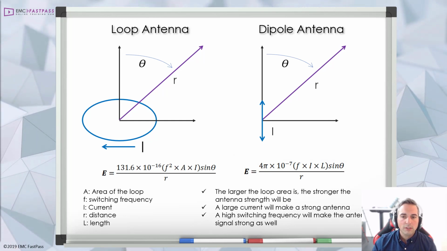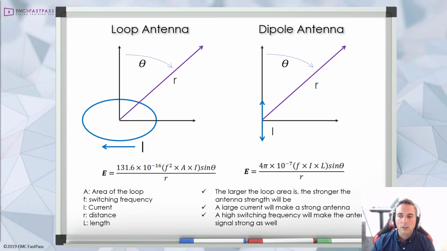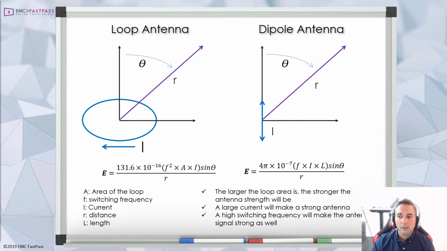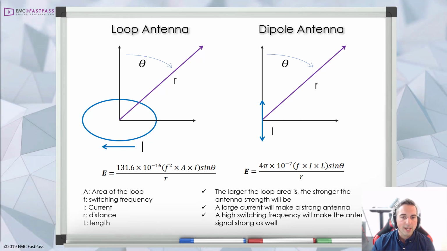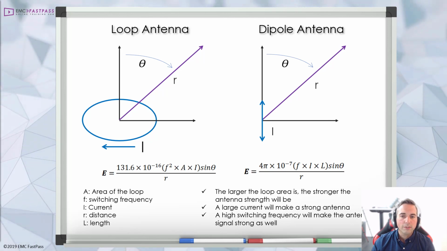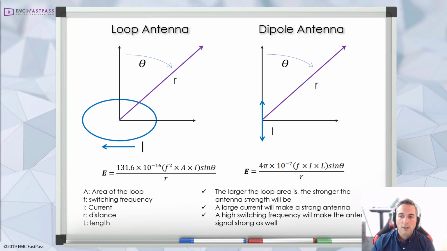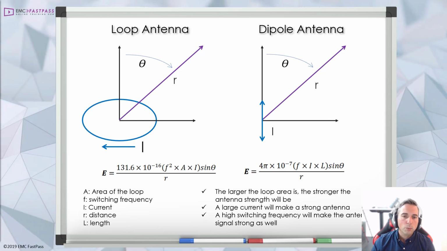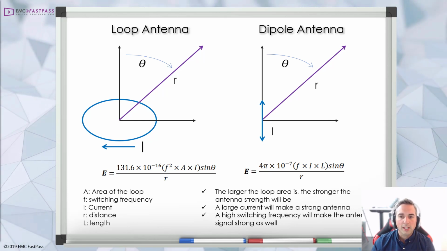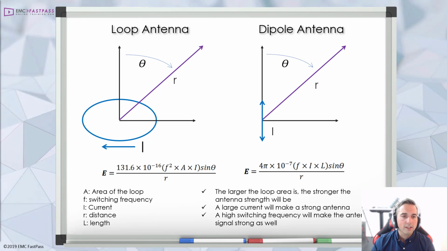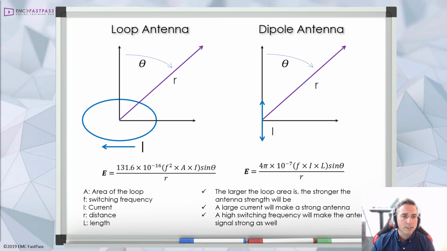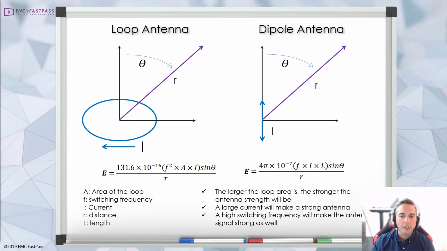And what these two equations allow us to do is to quantify the amplitude of the electric field at, say, 3 meters or 10 meters due to two different types of antenna structures. So in theory, you could plug in the numbers and work out whether a particular track or cable was likely to break the far field emissions limits set by the FCC or other regulatory bodies.